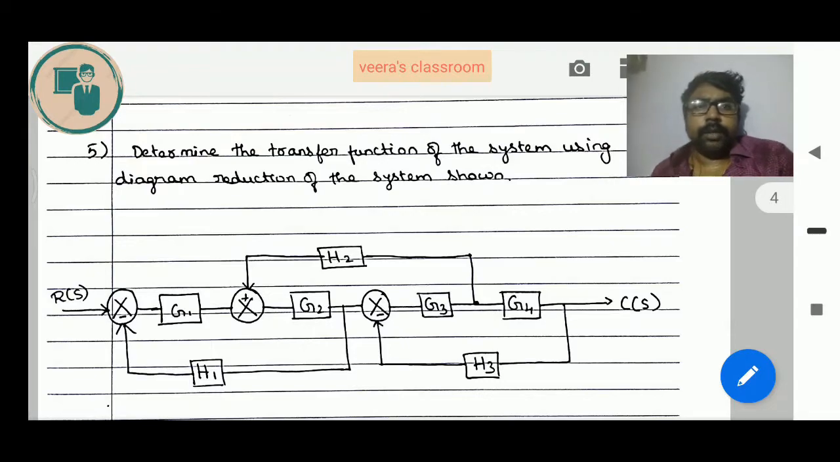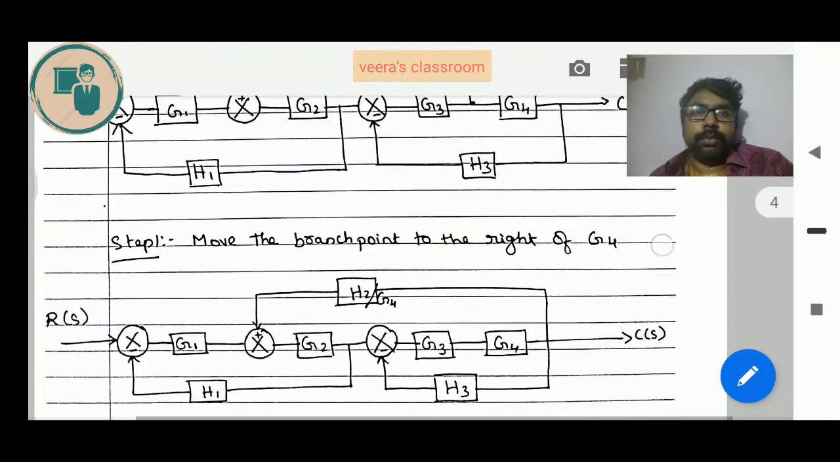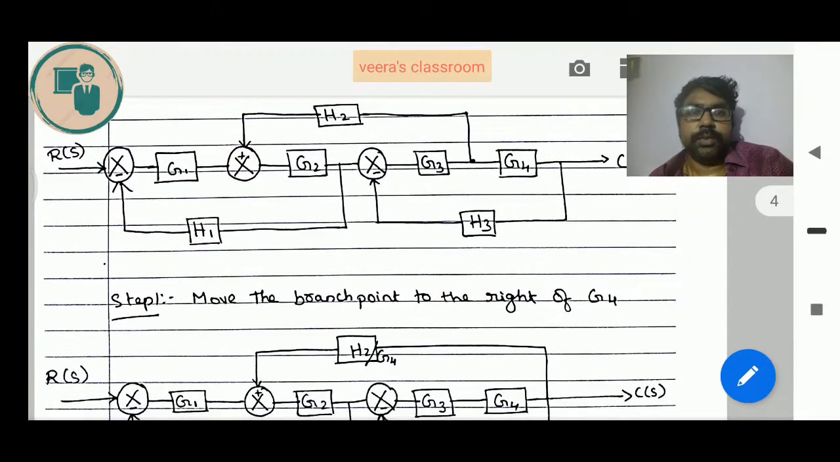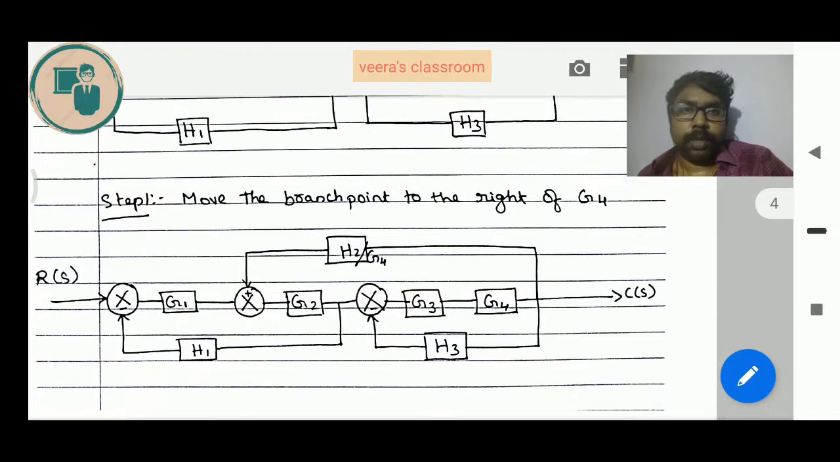So here what I have done is move the branch point to the right of G4. We are moving the branch point between G3 and G4 to the right. When moving the branch point to the right, we multiply the term by 1 by the transfer function. Here the transfer function is G4. So we are multiplying the feedback element H2 by G4. So this is step number 1. We have moved the branch point to the right of G4.